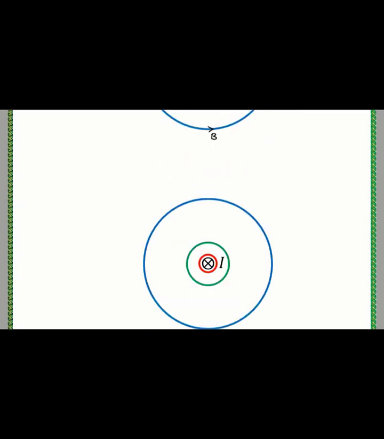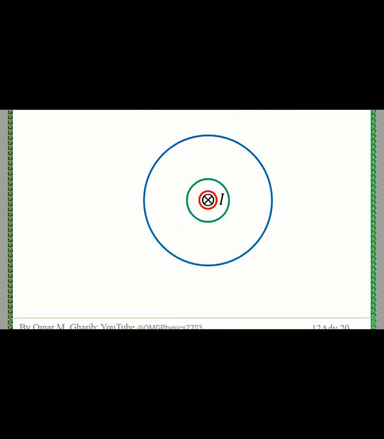Now for the second one, the current is inside the screen, so put your thumb inside the screen and let your fingers curl around the wire. Your fingers will curl in this direction. This is the magnetic field here. And here it is up. Here it is to the right. And here it is to the left.